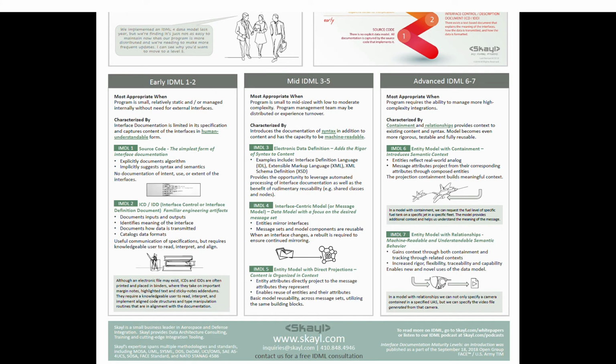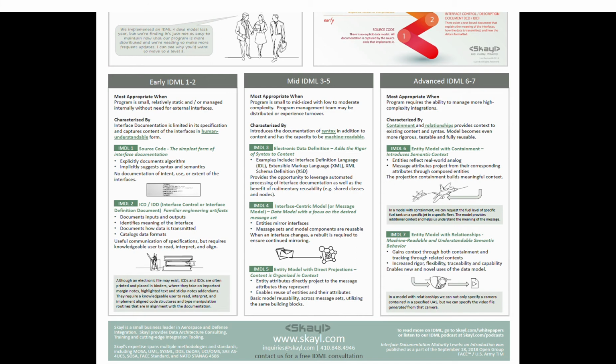Let's say in a real-life scenario here with air vehicles, we request a fuel tank's fuel level. That kind of request provides little to no context or meaning. However, in a model that enables it, we can request the fuel level of a specific fuel tank on a specific jet in a specific fleet. This is through a model with containment. So this provides additional context and helps us understand the meaning of the message. We can go even a little further.